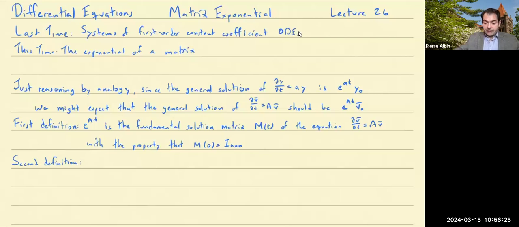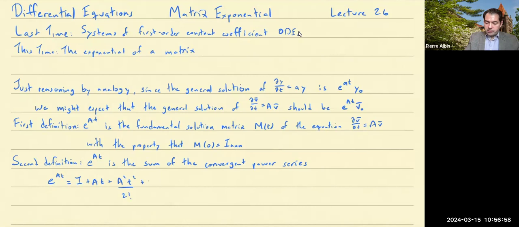Okay, and then our second definition is to say that the exponential of this matrix is the sum of the convergent power series e to the At, so this is going to be the identity plus A times t plus A squared t squared divided by 2 factorial plus A cubed t cubed divided by 3 factorial and so on, right? So in sigma notation, the sum k goes from 0 to infinity of A to the k, t to the k divided by k factorial, right?